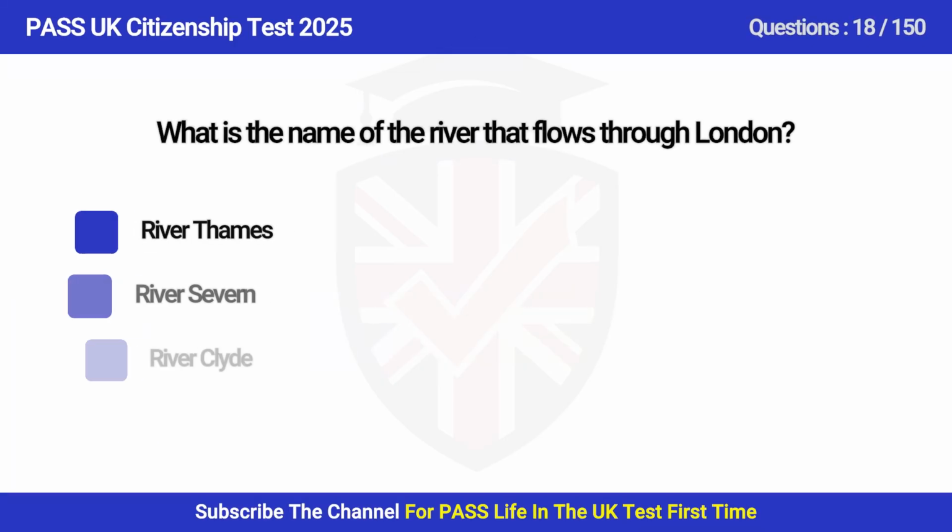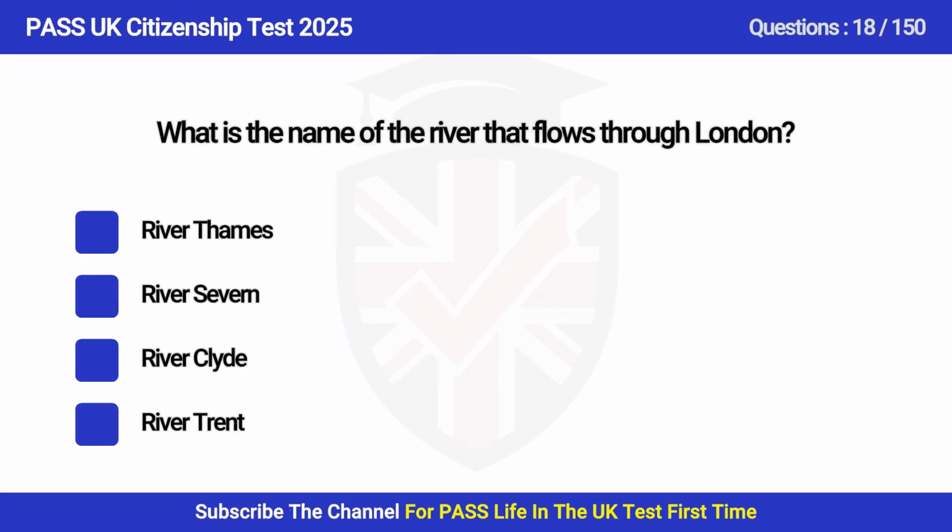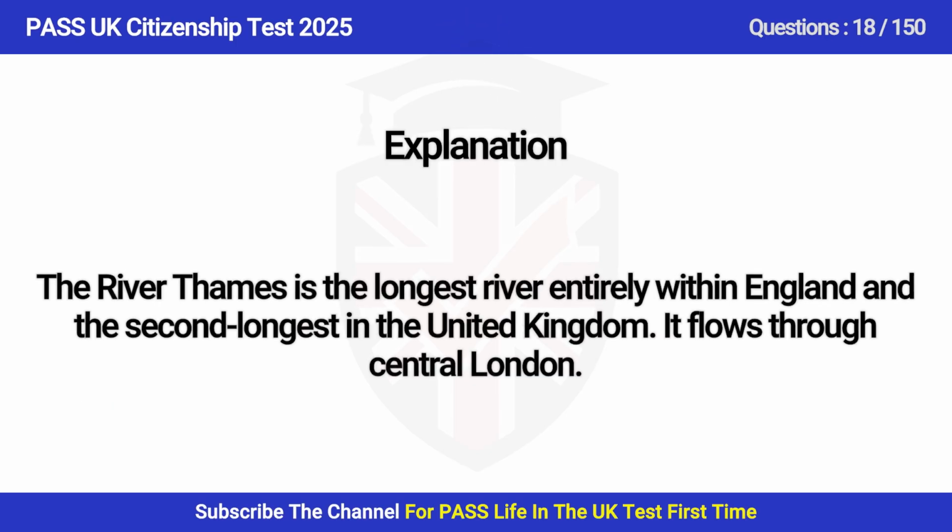Question 18. What is the name of the river that flows through London? A. River Thames, B. River Severn, C. River Clyde, D. River Trent. The answer is A. River Thames. The River Thames is the longest river entirely within England and in the United Kingdom. It flows through central London.